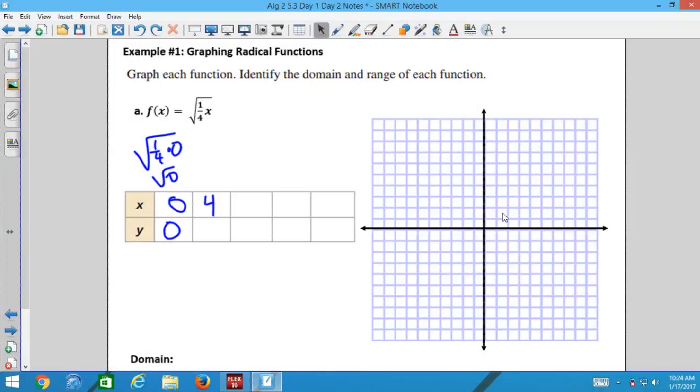So when we plug in 1/4 times 4, I don't have a fraction anymore. I get 1/4 times 4 is 1, and square root of 1 is 1. So what would be another? 16. That would be 2.